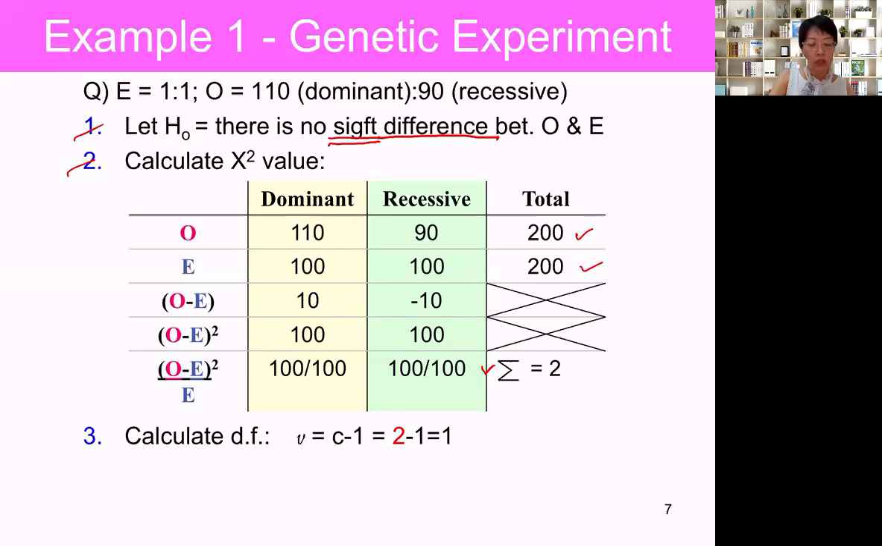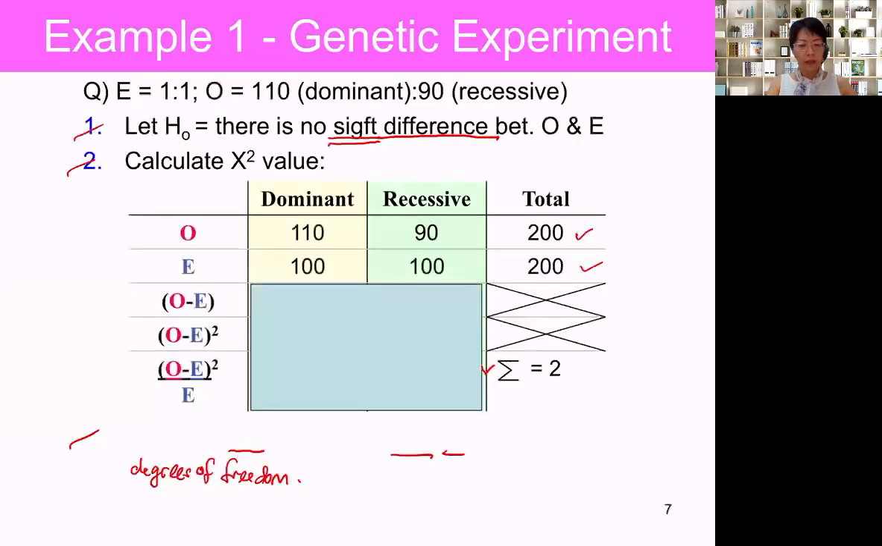Then the next step is you need to calculate DF. DF stands for degrees of freedom. The degrees of freedom formula is V equals C minus 1, whereby C is the number of categories or the number of classes. So here you got 2 categories, dominant versus recessive. So therefore, your degrees of freedom is 2 minus 1, so it's equals to 1. All right? So this is degrees of freedom.